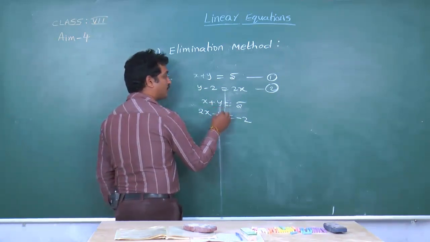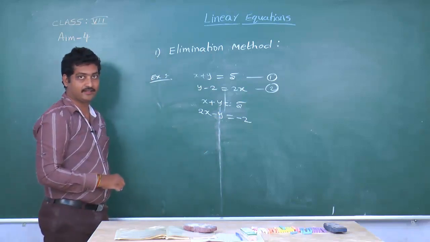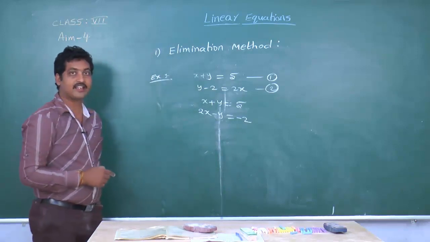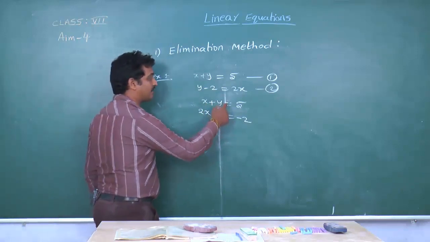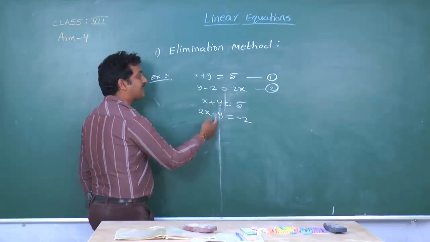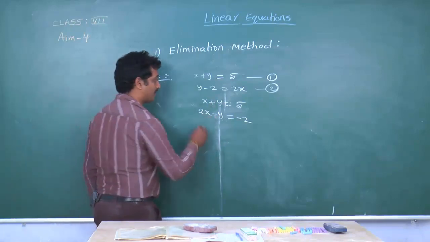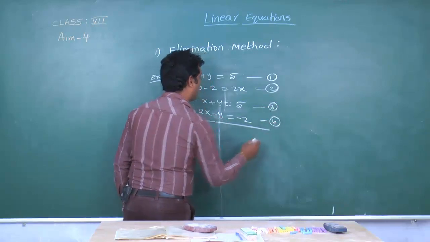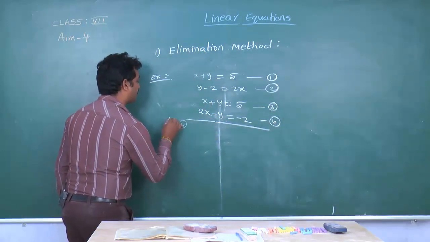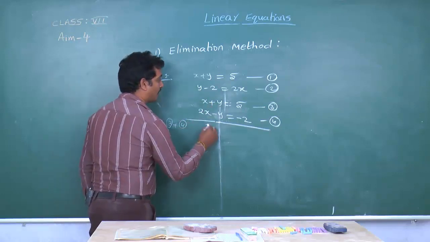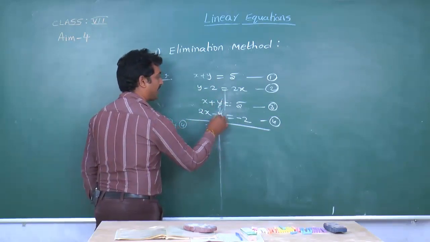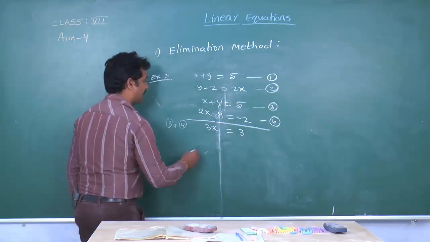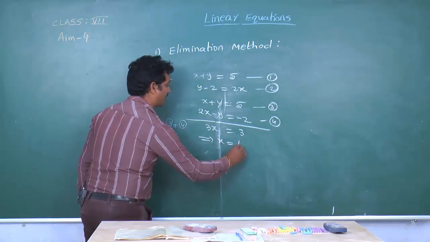Irrespective of the sign, the coefficients are equal, so add these two. That means y is eliminated by adding these two. Let these be equations number 3 and 4. Do 3 plus 4. Then what do you get there? 3x is equal to 3, y cancels, which implies that x equals 1.